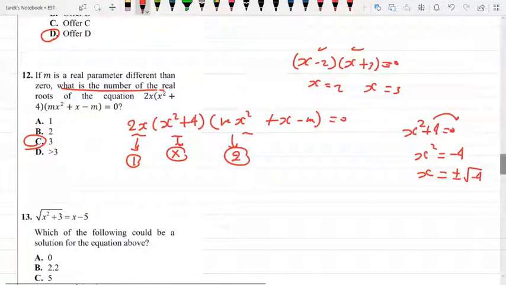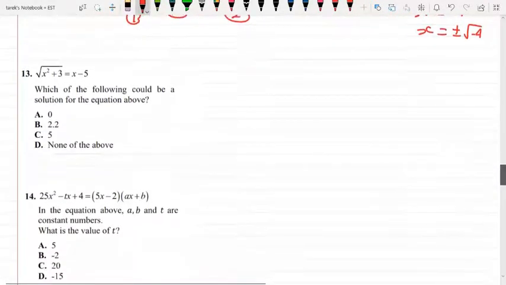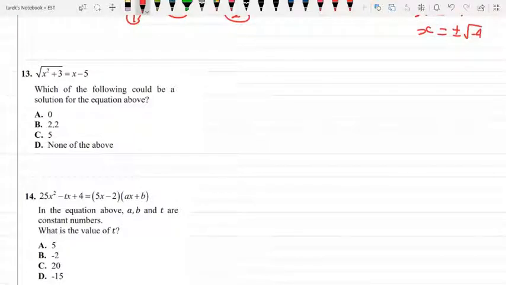Number 13. Which of the following could be a solution of the equation above? Here you can use the plug-in technique. Try 0, try 2, try 5. None of them will work. 0 squared plus 3 will be 3. 3 equals minus 5? No, that's not right. And this is also, 5 squared 25 plus 3 is 28, and this will not be 0. So none of the following.